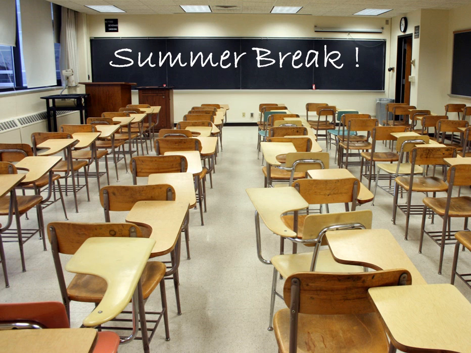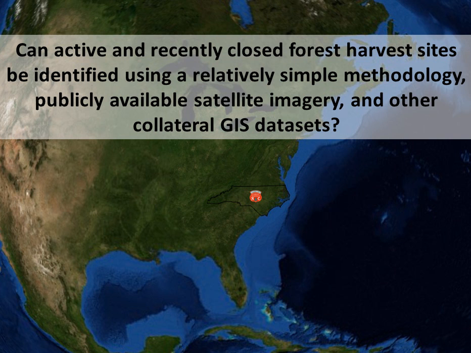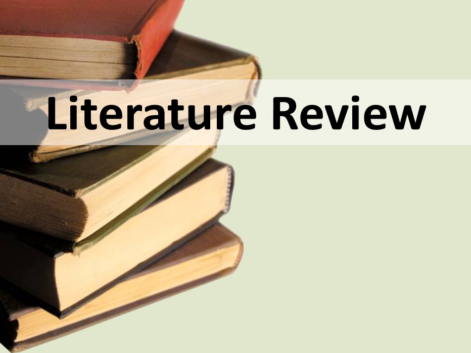So you know, we can break from that and get to the nuts and bolts of what North Carolina has been doing for the last several months to find harvest sites for BMP implementation monitoring. So we really wanted to know, can active and recently closed forest harvest sites be identified using a relatively simple methodology, publicly available satellite imagery, and other collateral GIS datasets? And investigating that was to start with a literature review to look at the various methods that are out there to detect changes in forest cover from satellite imagery.